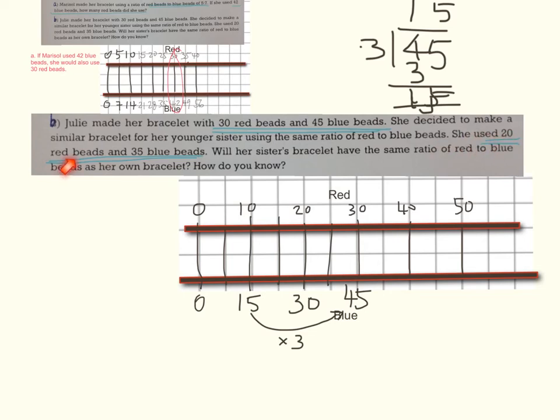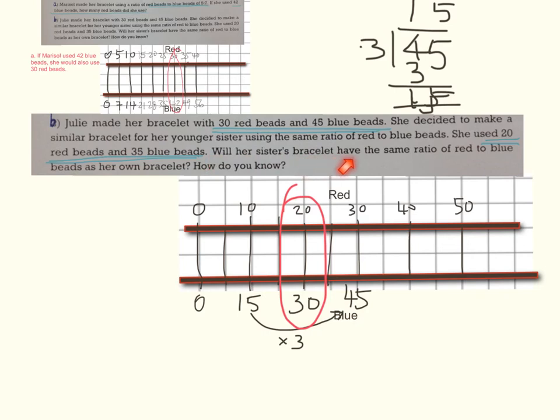Now, when you look back at the question, she used 20 red beads and 35 blue beads. I think I have my answer here, which is right here, 20 red, but then I have a problem. So let me circle this. Twenty red, if she used the original ratio, she should be using 30 blue beads instead of 35.